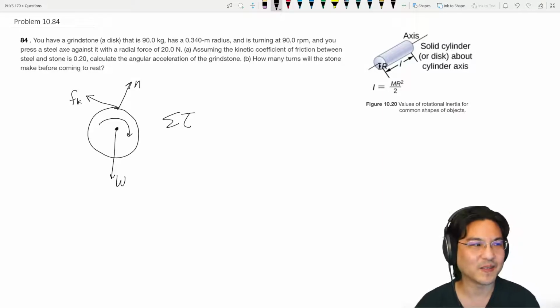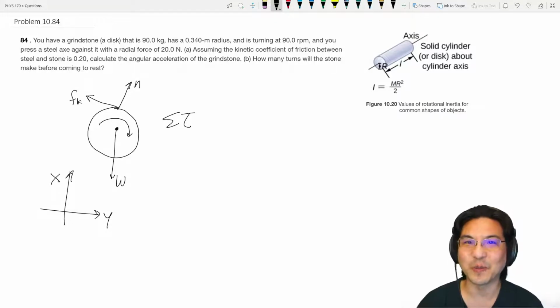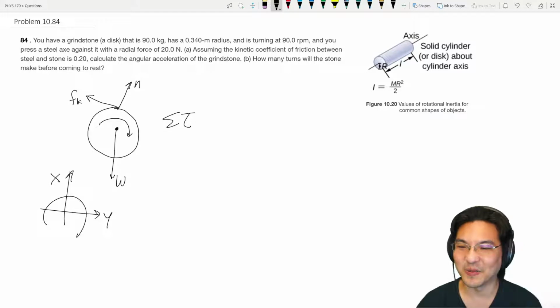And then let's pick a direction. So let's say Z. If X is this way and Y is this way, which way is Z? Practice your right-hand rule. It'll be into the page, right? Which is this way. So let's call that positive Z, going into the page.